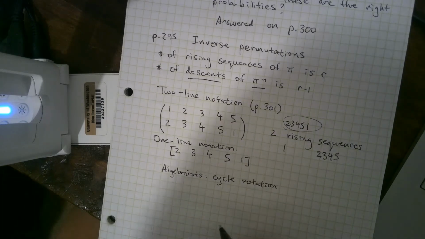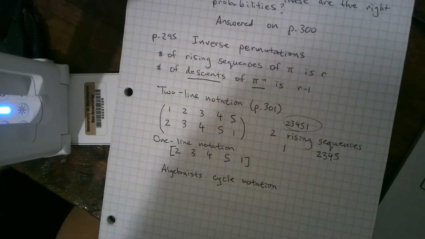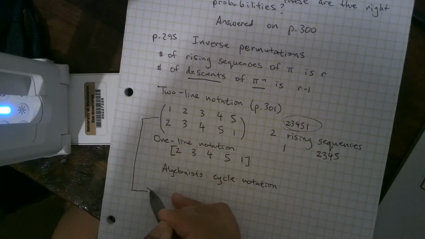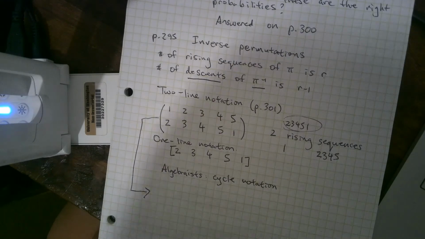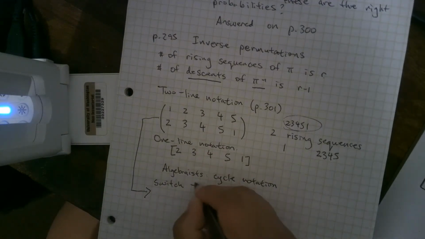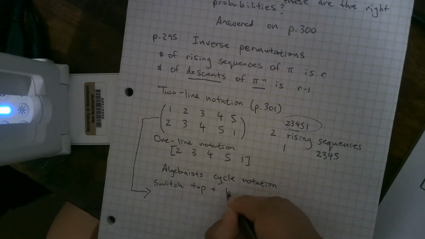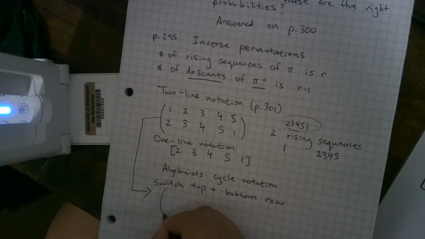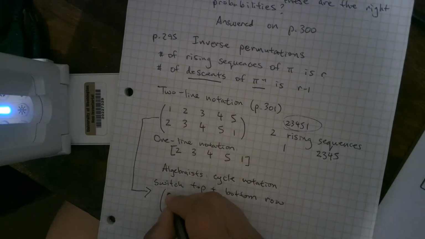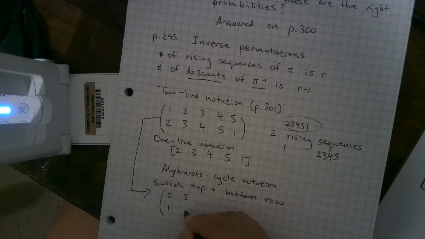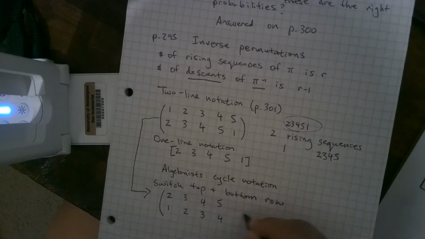Okay, let's talk about the inverse. The great thing about two-line notation is it's easy to find the inverse. What we're going to do with this two-line notation is first switch the top and bottom rows. We'll just write this exactly as is, but with the top and bottom rows swapped. So instead of 1, 2, we have 2, 1. 3, 2, 4, 3, 5, 4, 1, 5.